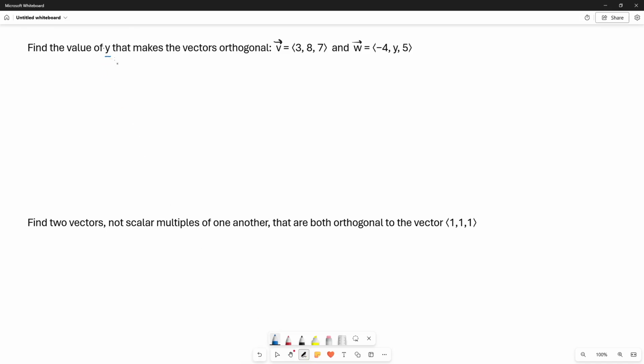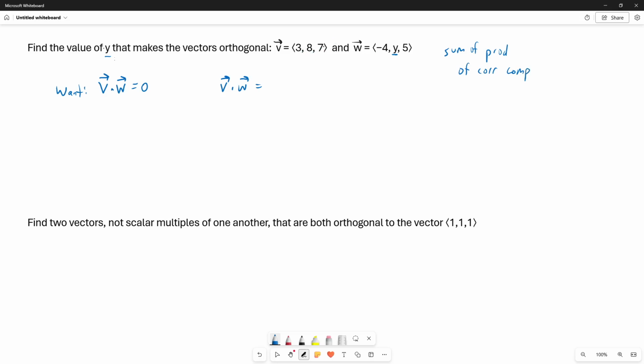Find the value of y that makes these vectors orthogonal, and there's y. So we want v dot w to equal 0, and the actual value as constructed of v dot w, we have to do the sum of the products of the corresponding components to make a dot product.